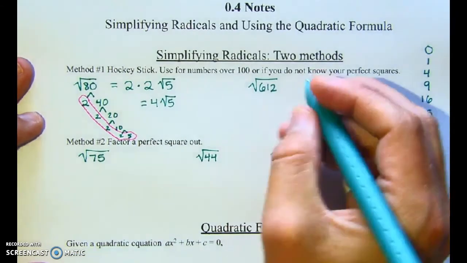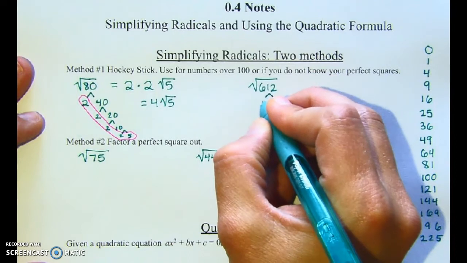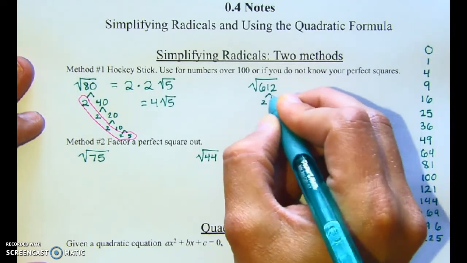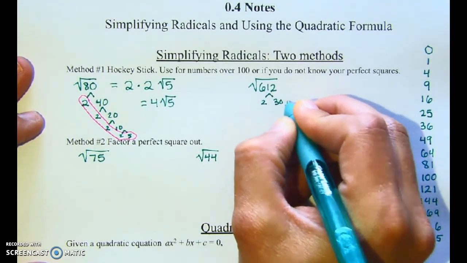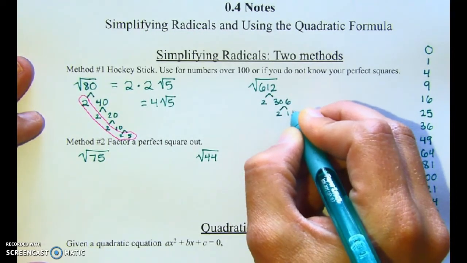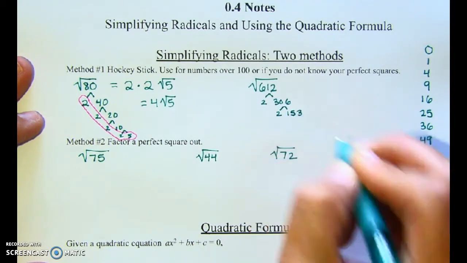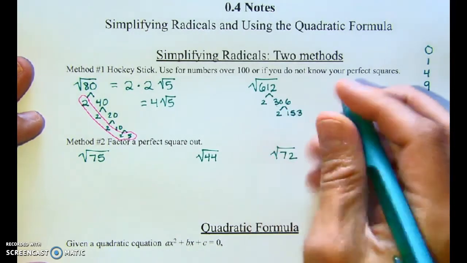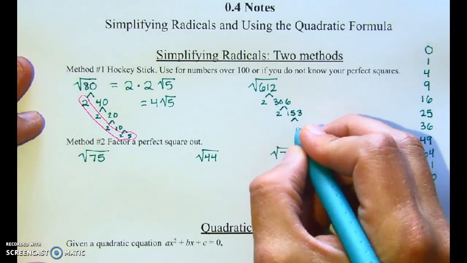Let's do it with 612. See, that is really big. So we're going to go 2 divided into this. Half of 600 is 300, and half of 12 is 6. This could be divided by 2. That gives 153, half of 300 and half of 6. Now, 153 is not divisible by 2.